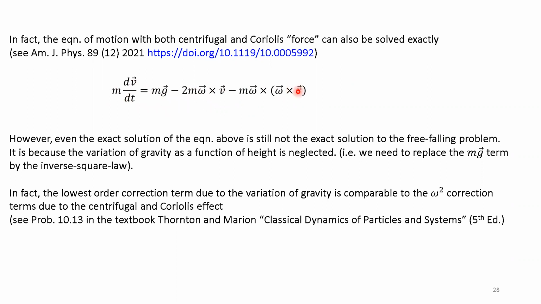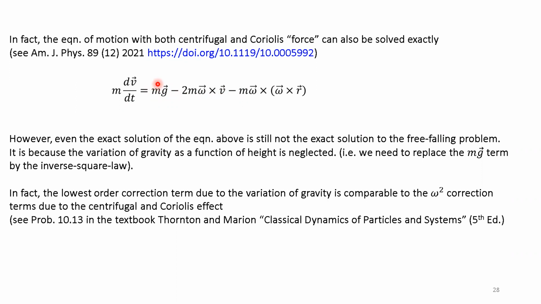The other reason is that even if I exactly solve this full equation of motion, you are not really getting the exact solution to the real problem. Why is that? Because when I write down this equation of motion, I have already made an approximation in this term, mg. When I say mg, I'm assuming that the acceleration due to gravity is just a constant number.